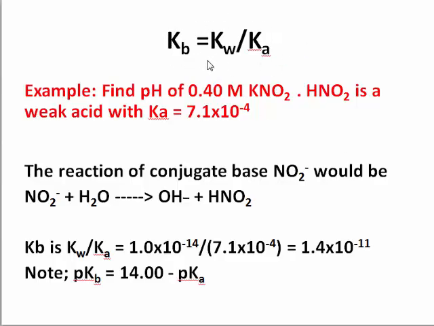Alright. So mathematically Kb is Kw over Ka. Alright, so suppose you are asked to find the pH of 0.4 molar potassium nitrite.